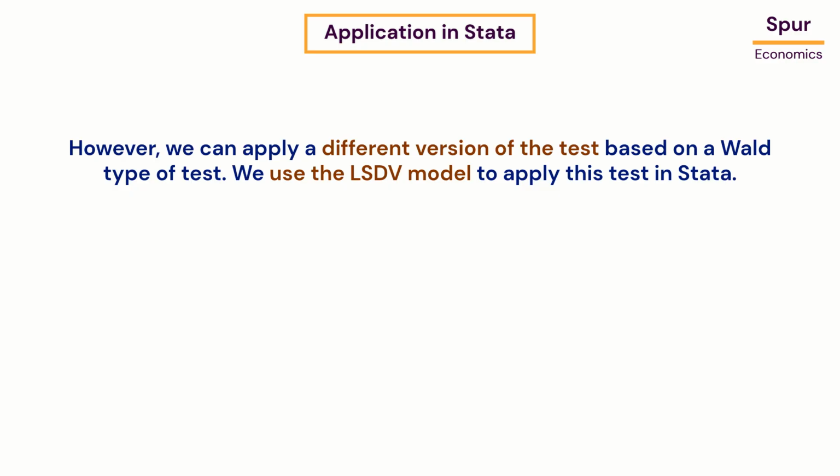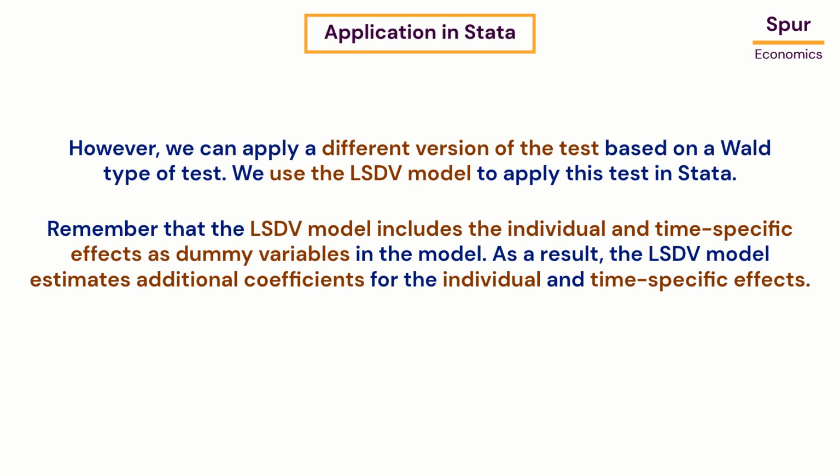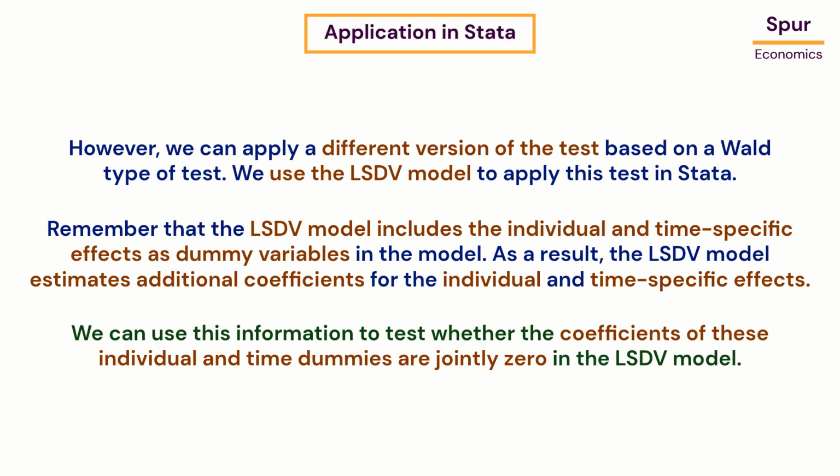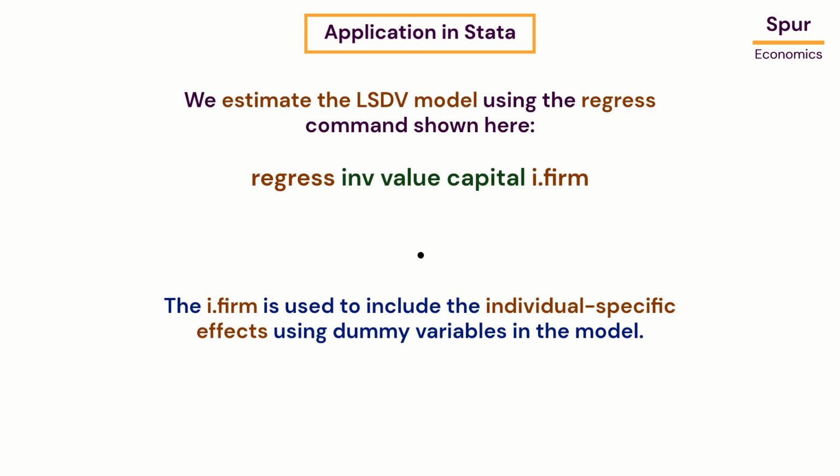However, we can apply a different version of the test based on a Wald type of test. We use the LSDV model to apply this test in Stata. Remember that the LSDV model includes the individual and time-specific effects as dummy variables in the model. As a result, the LSDV model estimates additional coefficients for the individual and time-specific effects. We can use this information to test whether the coefficients of these individual and time dummies are jointly zero in the LSDV model. First, we estimate the LSDV model using the regress command shown here.